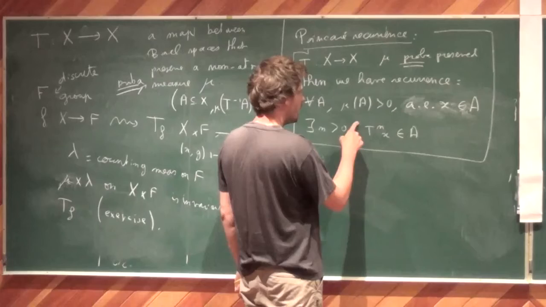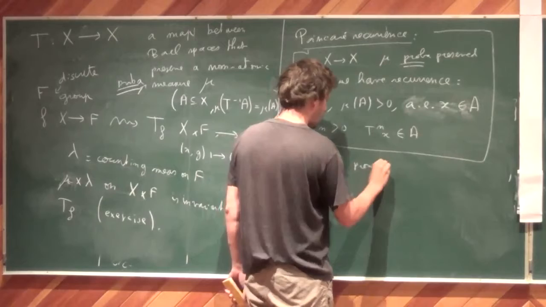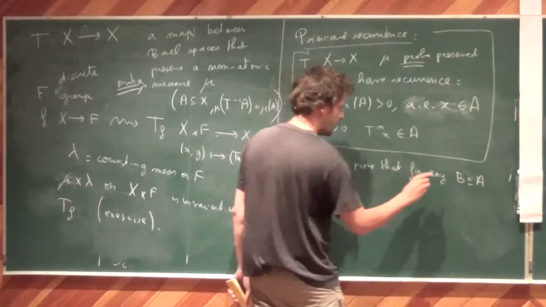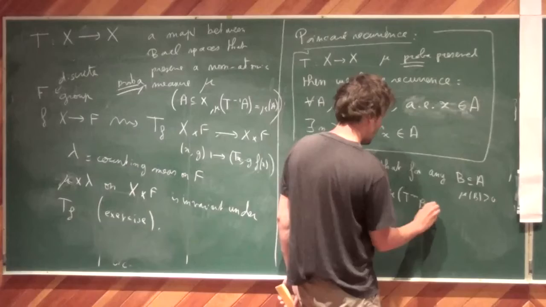So to prove it, it is the same as proving that for any p included in A, with positive measure, there exists n positive such that the measure of T minus n of B intersected with B is positive. Well, and this is clearly equivalent to what you wrote here.